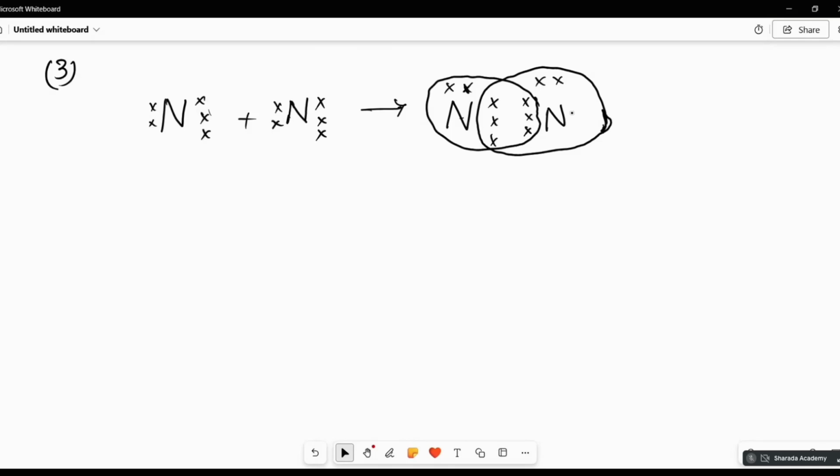Written. So nitrogen has valency 3. Here, these 3 electrons are shared between the first one and the second one. And these 3 electrons are also shared between the first one and the second one. That is 3 pairs. Between the same two, 3 pairs are shared. So this is called a triple bond, a triple covalent bond.